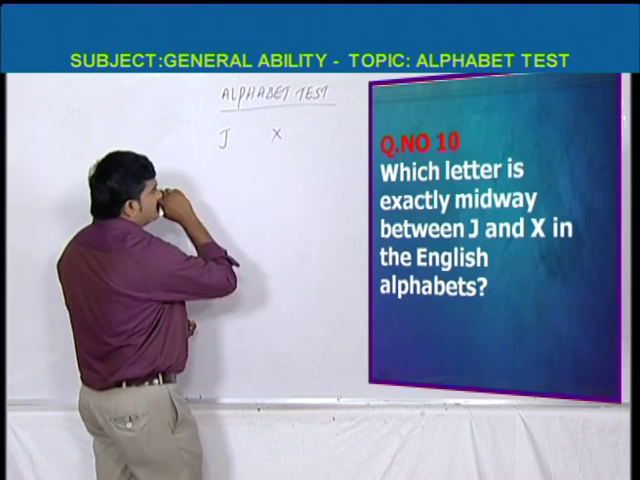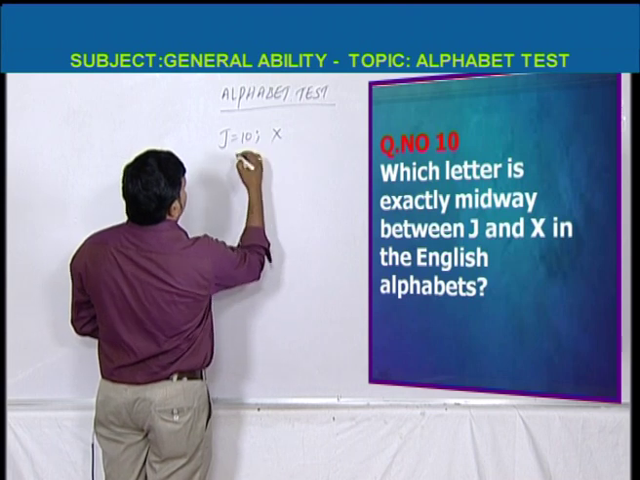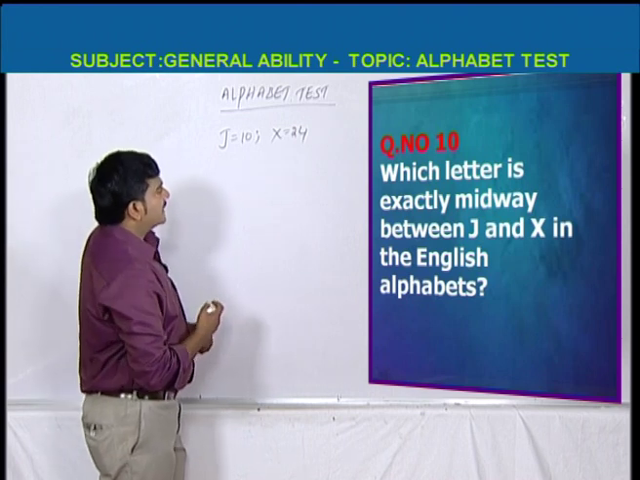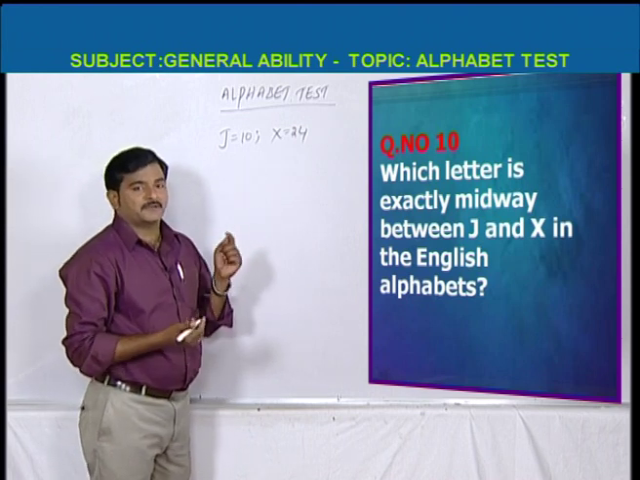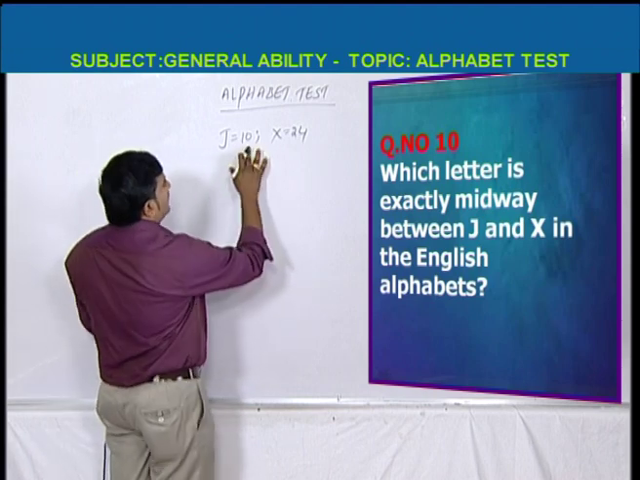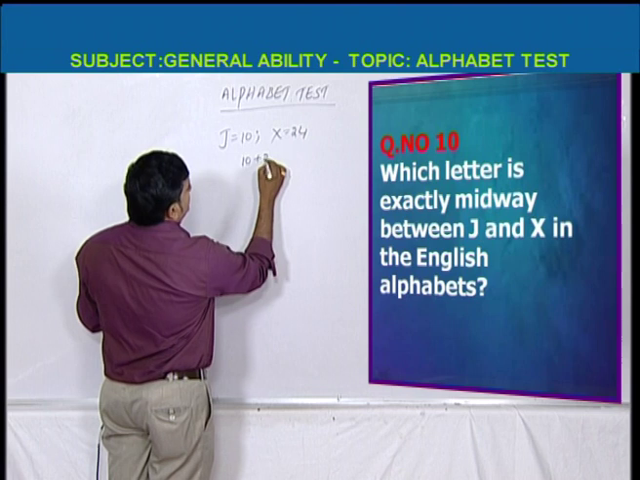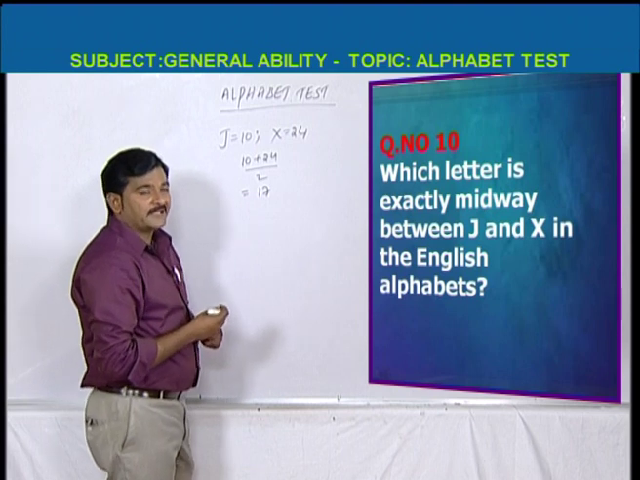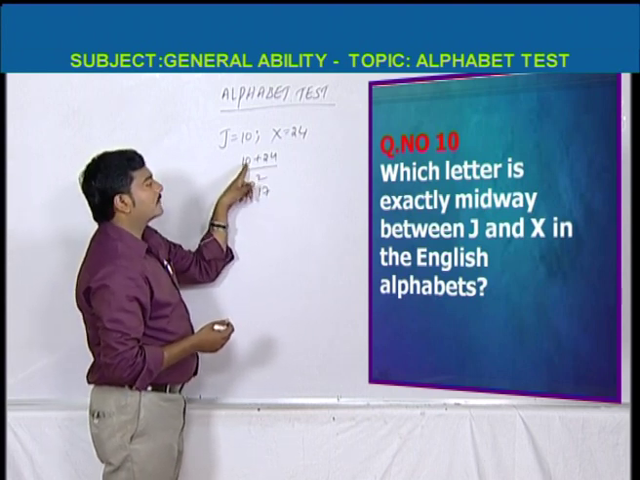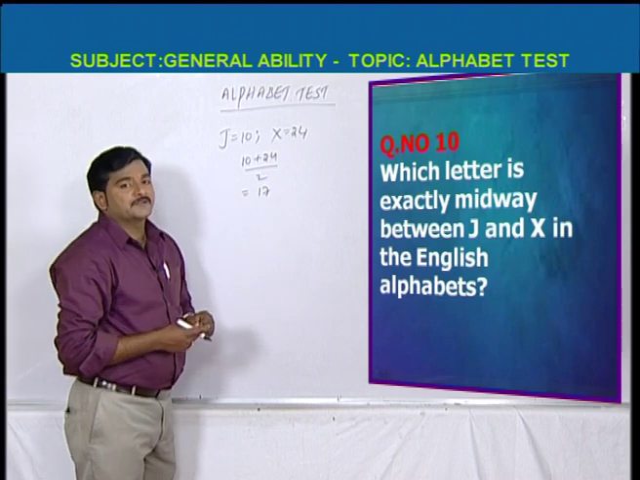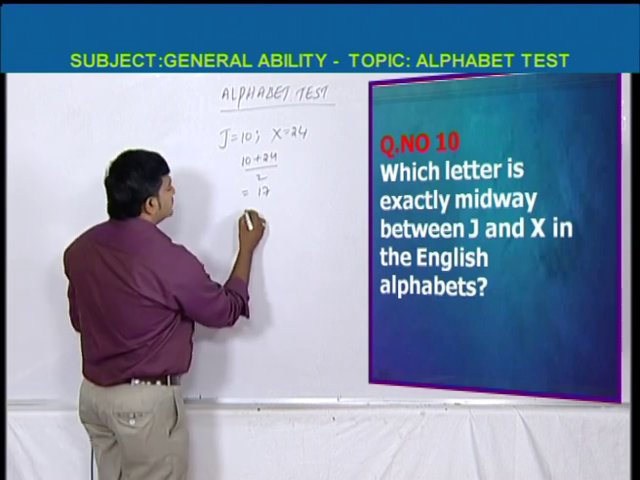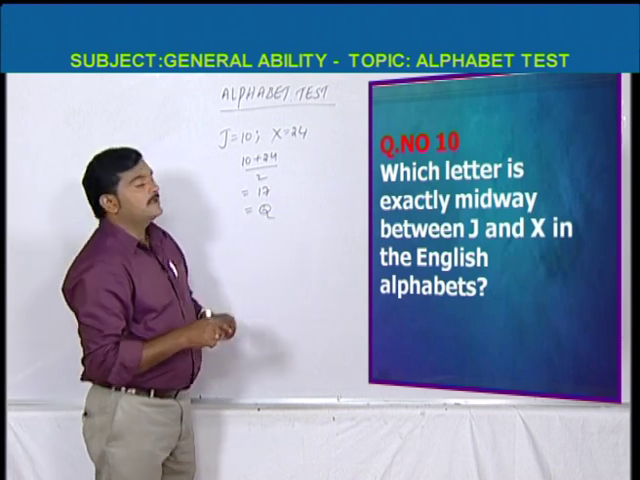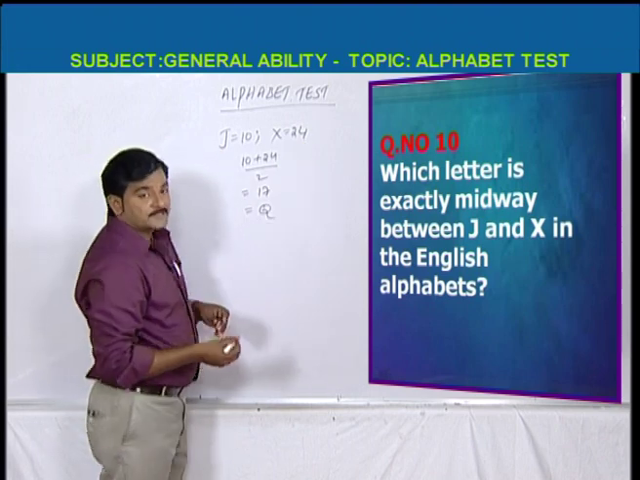One thing is clear. J means how much here? 10. Similarly, X means how much here? 24. We know these numbers. So J means 10, X means 24. Both are even numbers, so it is possible. 10 plus 24 by 2, 34 by 2. What am I getting? 17, right? 24 plus 10 is 34, half of 34 is 17. So what is the 17th letter in the English alphabet? Obviously it's Q. Therefore, the letter Q is exactly in between J and X in the English alphabet.